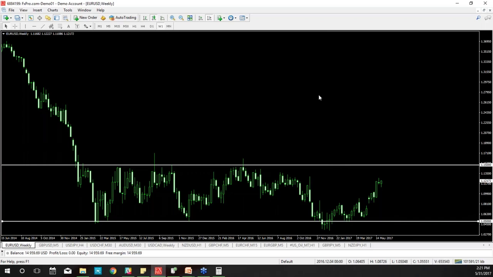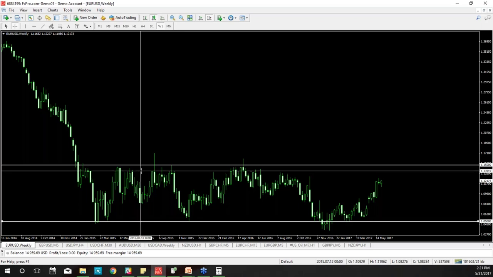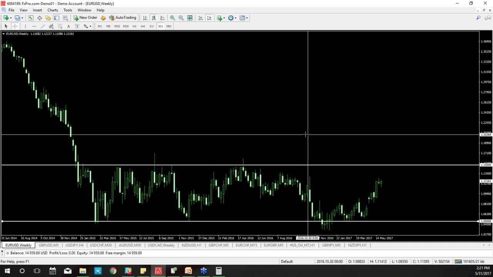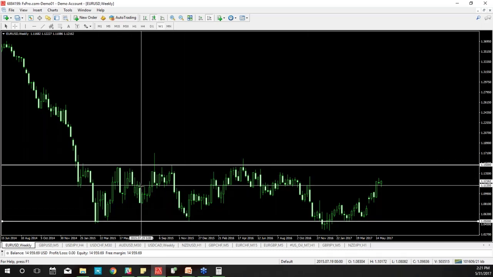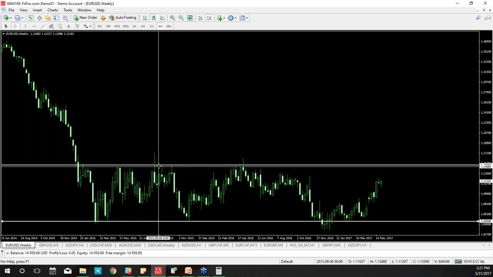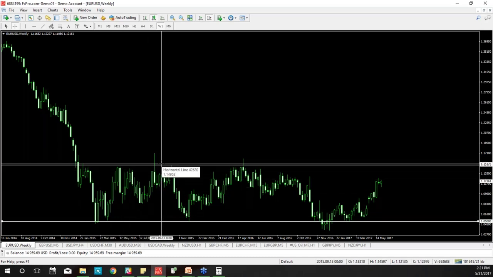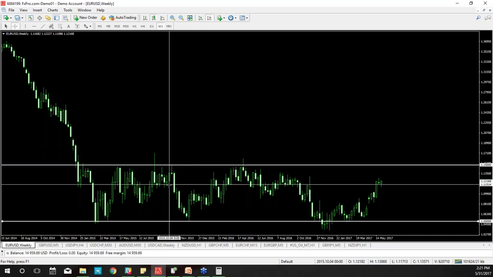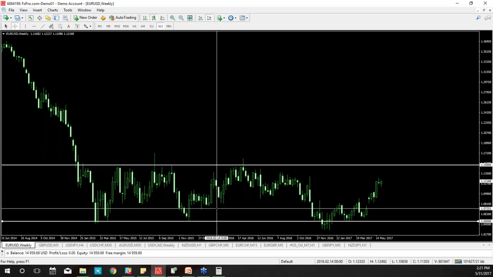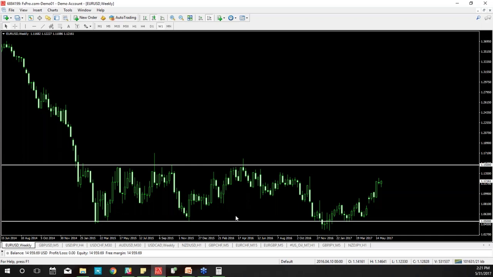But why am I saying all of this? Because the interesting thing is that the 1.15 level over here acts as a resistance and the 1.05 level acts as a support. So when the price touches the 1.15 level from below, it is testing 1.15 as a resistance. When the price is touching 1.05 from above, it is testing it as a support. And this is the most important thing of the support and resistance trade.